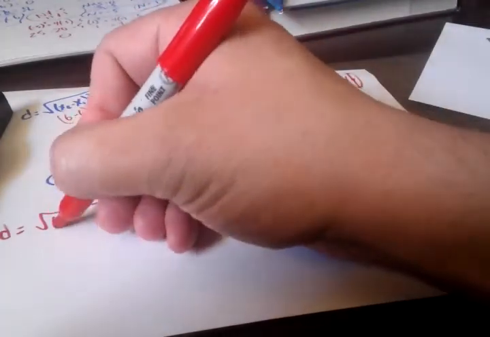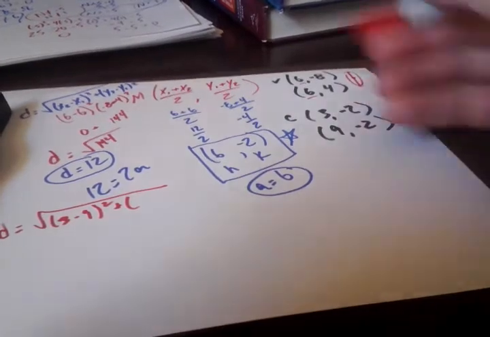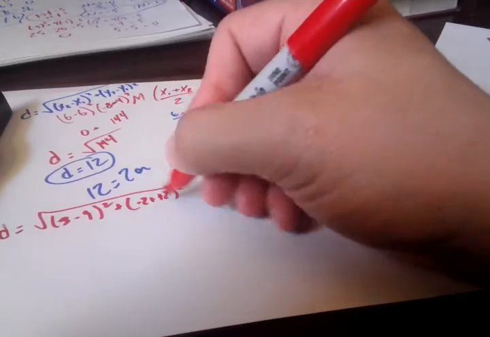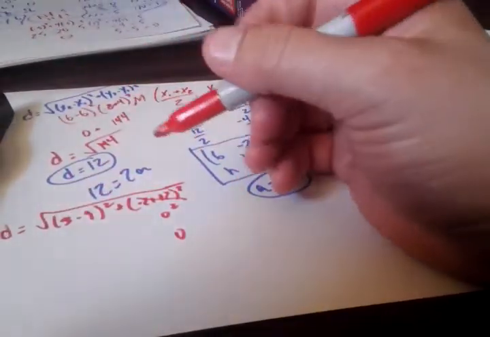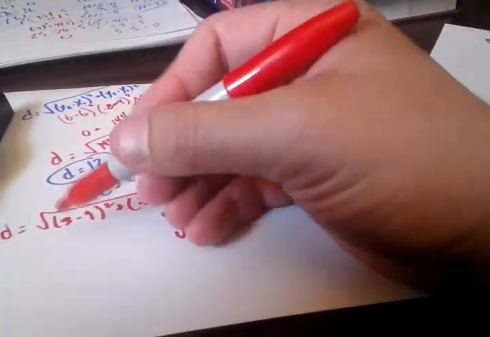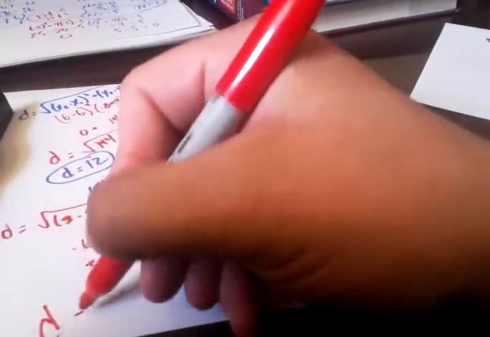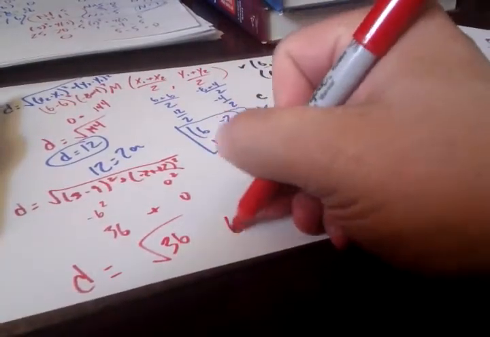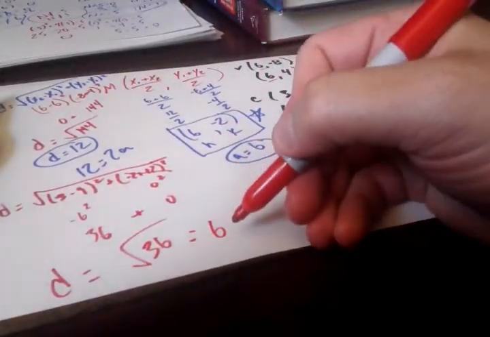So I'll say 3 minus 9 squared plus y minus 1. So negative 2 minus a negative 2, minus minus is plus, these cancel, so that's 0 squared, which is 0. 3 minus 9 is a negative 6. Negative 6 squared is 36. 36 plus 0 is still 36. So d is equal to the radical of 36, which everybody knows is 6. So the distance between these 2 points is 6.